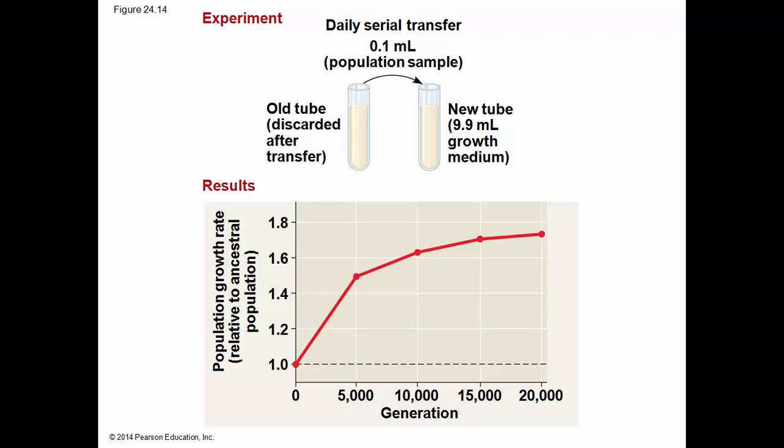Okay, here's an experiment where Cooper and Lenski tested the ability of E. coli populations to adapt to a new environment. They established 12 populations, each founded by a single cell from an E. coli strain, and followed these populations for 20,000 generations, 3,000 days.